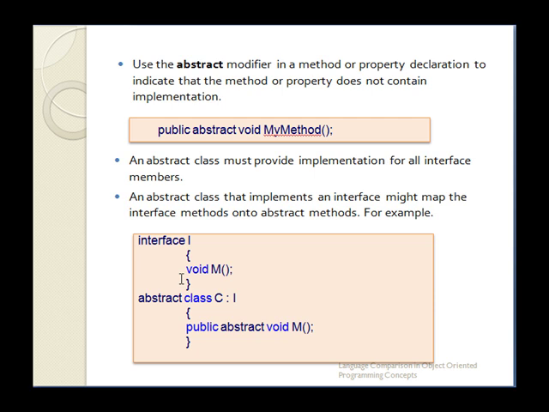When we look at this example, there is an interface called I. Within that interface, you can see the void M method. Then next, you can see an abstract class here. That class inherits from interface I. So we can declare this method using public abstract void M. This means an abstract class that implements an interface might map the interface methods onto abstract methods. Then we move to the next slide.